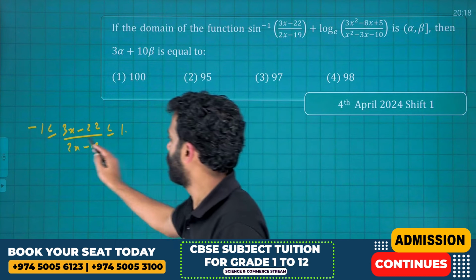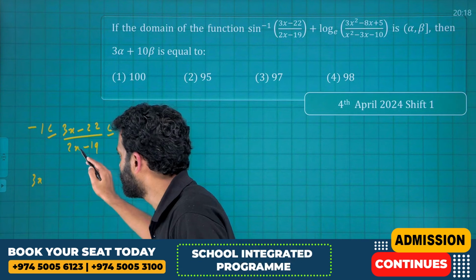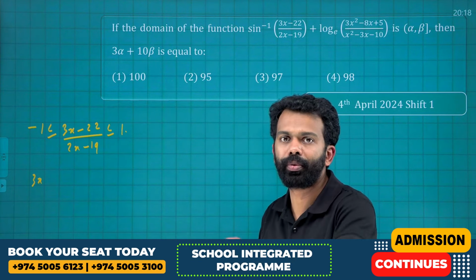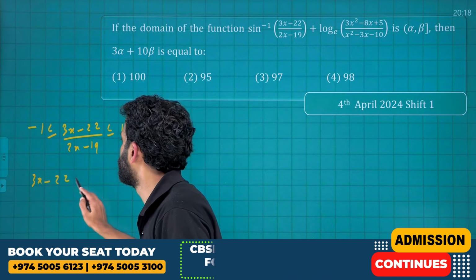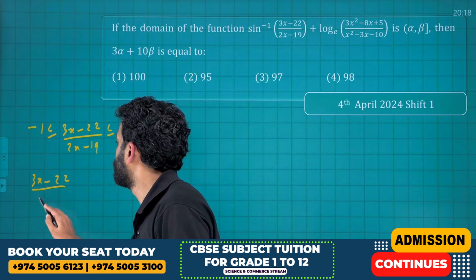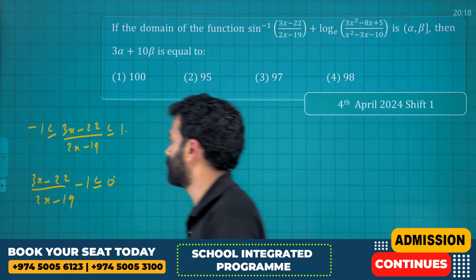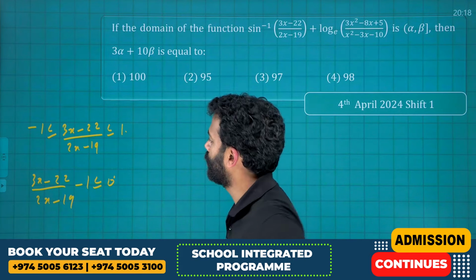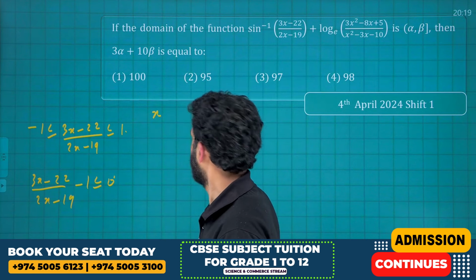If you take the 1, I am doing it separately. Since there is an x in the denominator as well, we cannot operate like the previous question. Therefore, (3x minus 22) by (2x minus 19) minus 1 less than or equal to 0. Cross multiply and you will get 3x minus 2x, which is x. We can write it here.